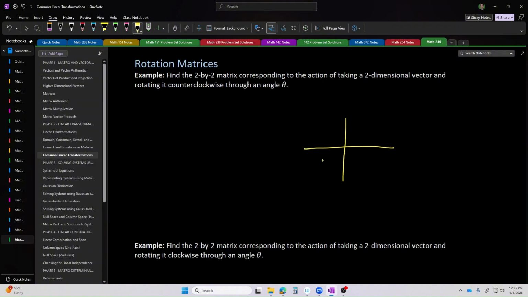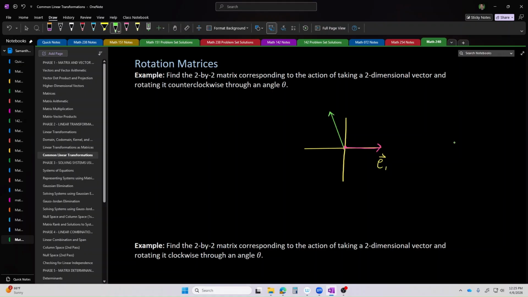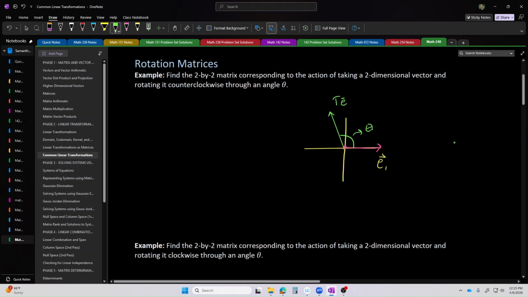So let's begin by taking E1, the first standard basis vector for two-dimensional space, and seeing what results when we apply this transformation to it. E1 is going to start out pointing 1 unit in the positive x direction. And then after we apply this transformation, it's going to end up being rotated through an angle of theta. So let's imagine that angle theta is this. The result of the vector after the transformation is applied is somewhere over here, maybe in quadrant 2.